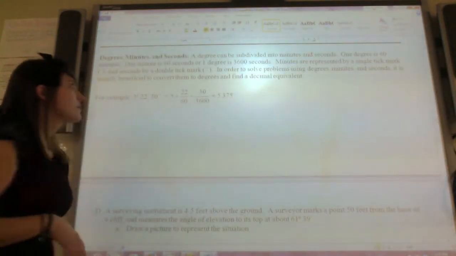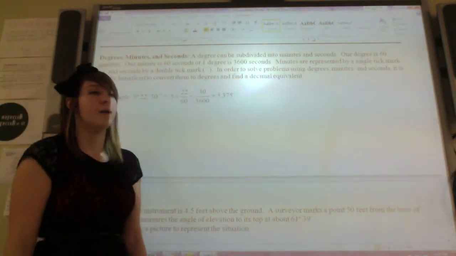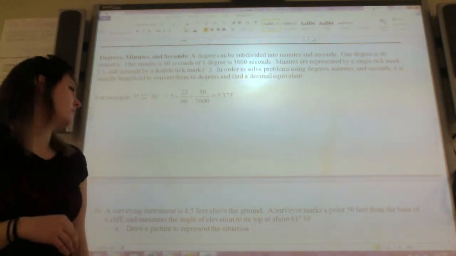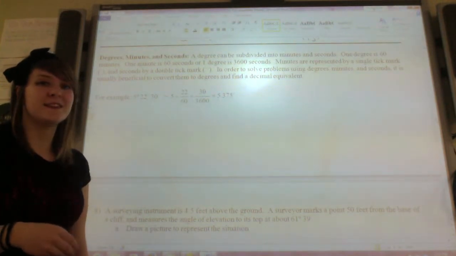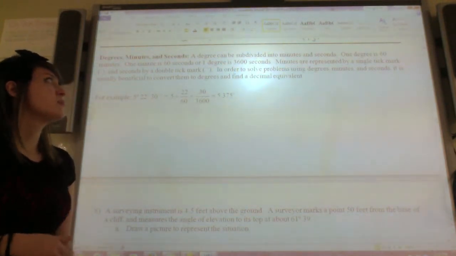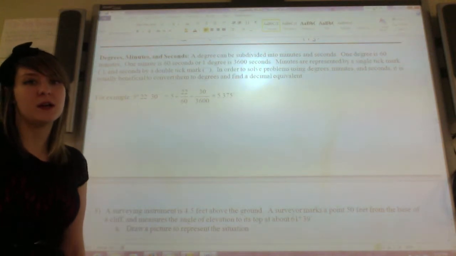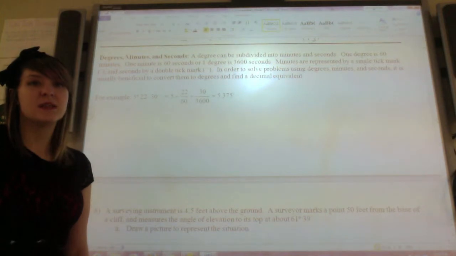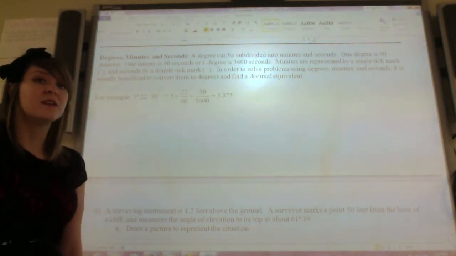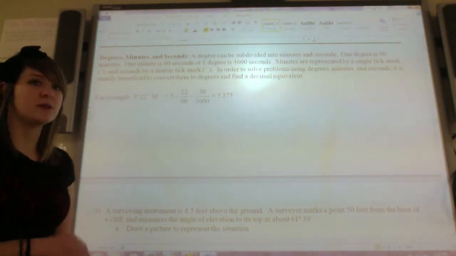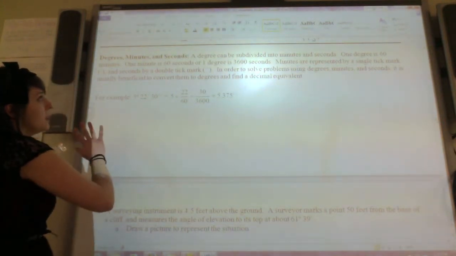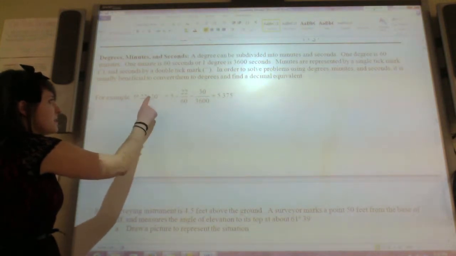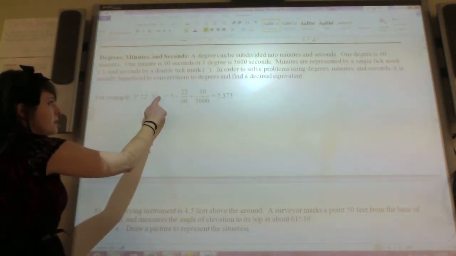So we have what are called degrees, minutes, and seconds when we're talking about using degrees. Basically, a degree can be split into minutes, which are 1/60th of a degree, and seconds, which are 1/60th of a minute. So it's kind of like a clock or hours in a day. An hour is split into 60 minutes, and a minute is split into 60 seconds. It's the same type of thing, it's just we're talking about degrees. So, the way that we write it, this is our symbol for degrees, this is our symbol for minutes, and this is our symbol for seconds.